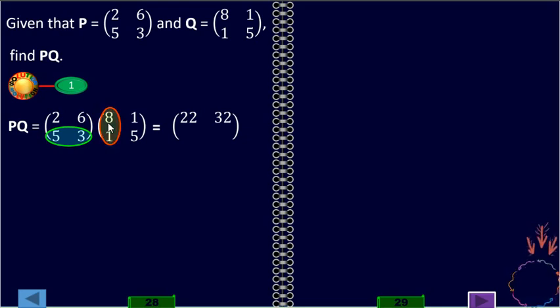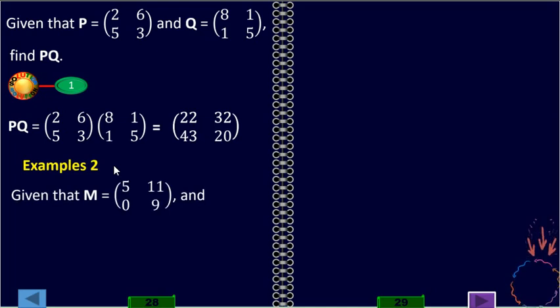Row 2, column 1. 5 times 8 is 40. 3 times 1 is 3. 40 plus 3 will give us 43. Then the last one. What will be your answer? Remember, row 2 will multiply column 2. If you do that very well, what answer will you get? 20.